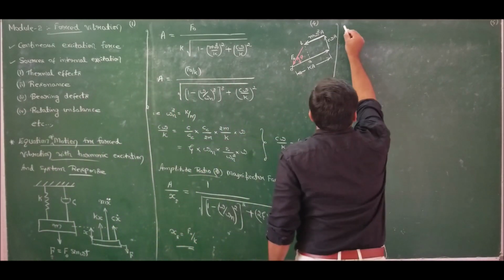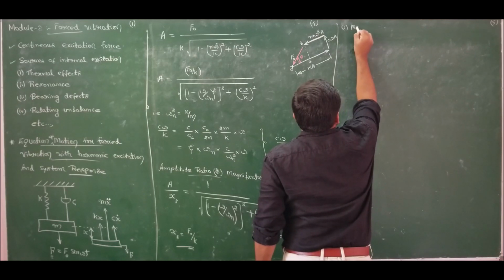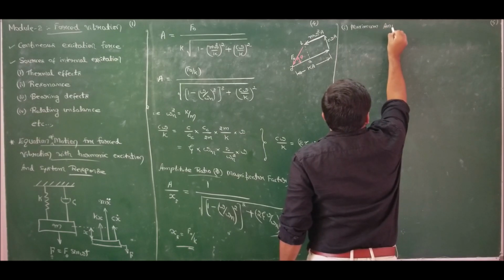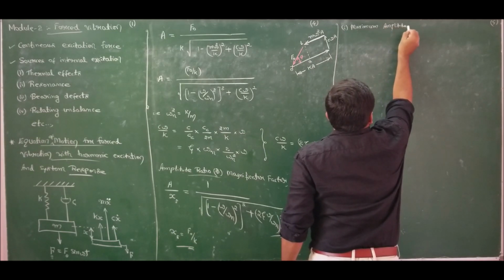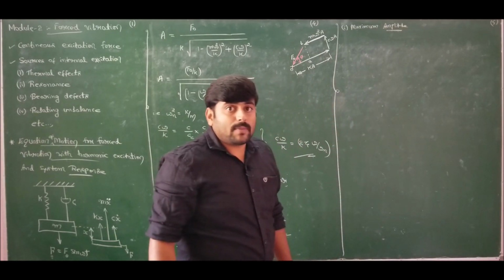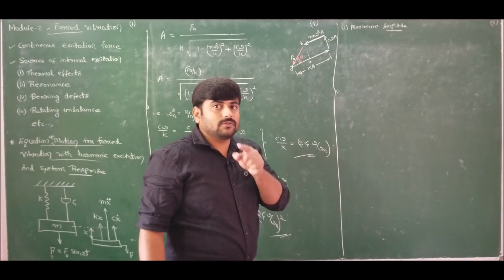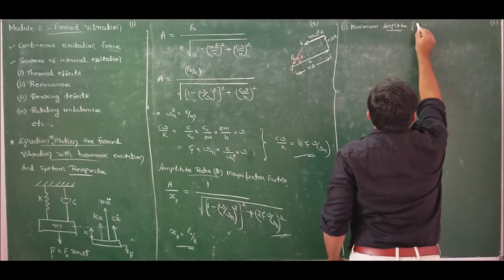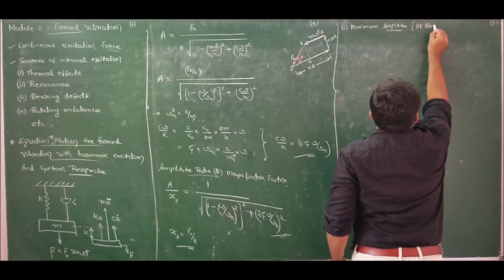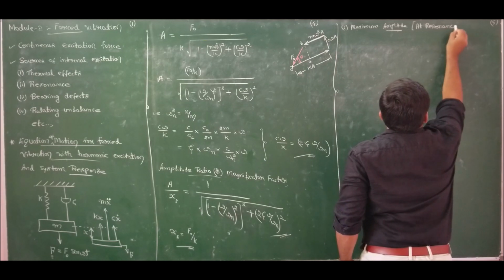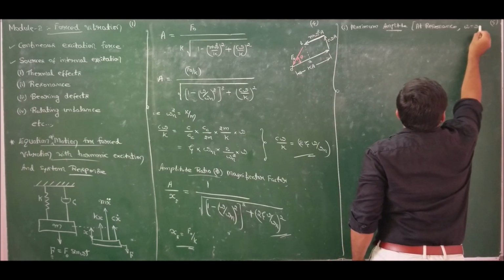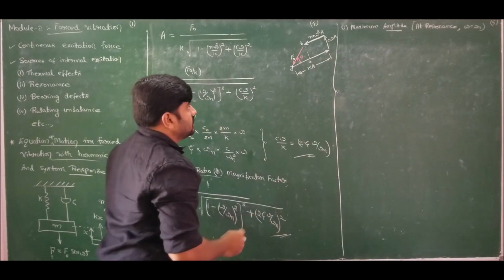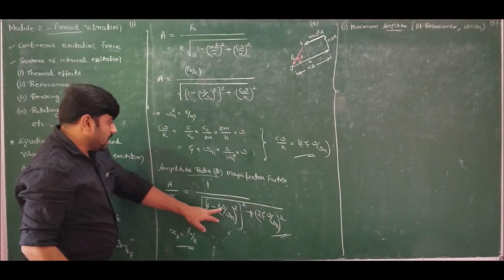Now for maximum amplitude, when will you get the maximum amplitude? At resonance, correct? At resonance you will have maximum amplitude. What is the condition at resonance? Omega should be equal to omega n. The excitation frequency should be equal to the natural frequency. So put that condition, omega is equal to omega n.